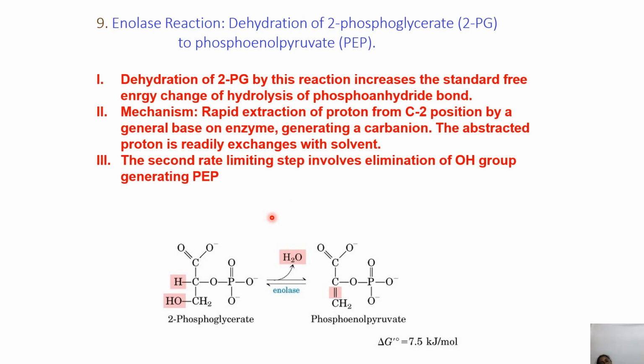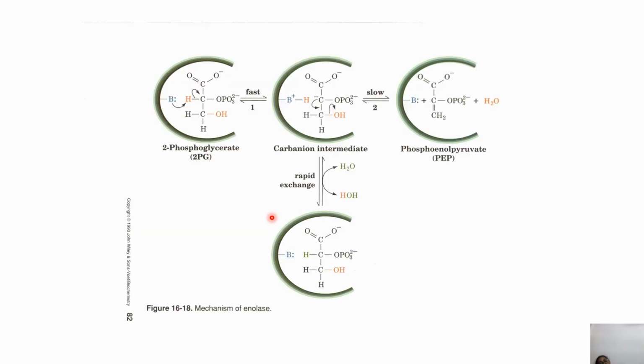Then you have the enolase reaction, dehydration of 2-phosphoglycerate to phosphoenolpyruvate. Dehydration of 2-phosphoglycerate by this reaction increases the standard free energy of hydrolysis of the phosphoester bond. There is rapid extraction of a proton from the C2 position by a general base on the enzyme, generating a carbanion, and the abstracted proton is readily exchanged with solvent. The second, rate-limiting step involves elimination of the OH group, generating PEP, phosphoenolpyruvate.